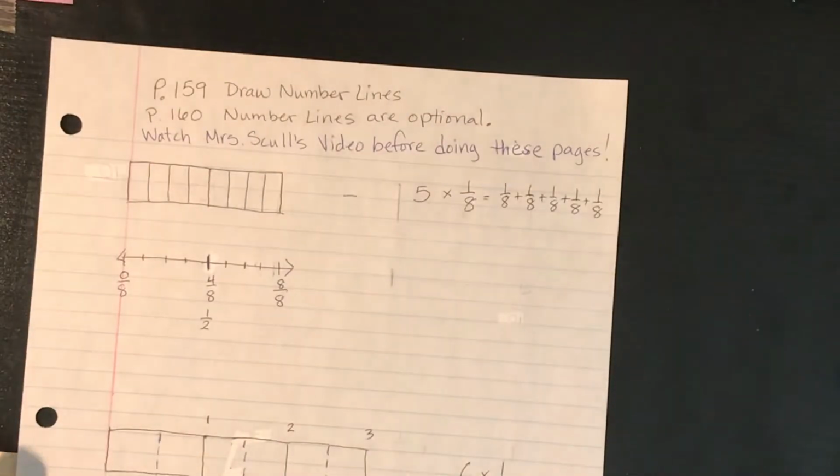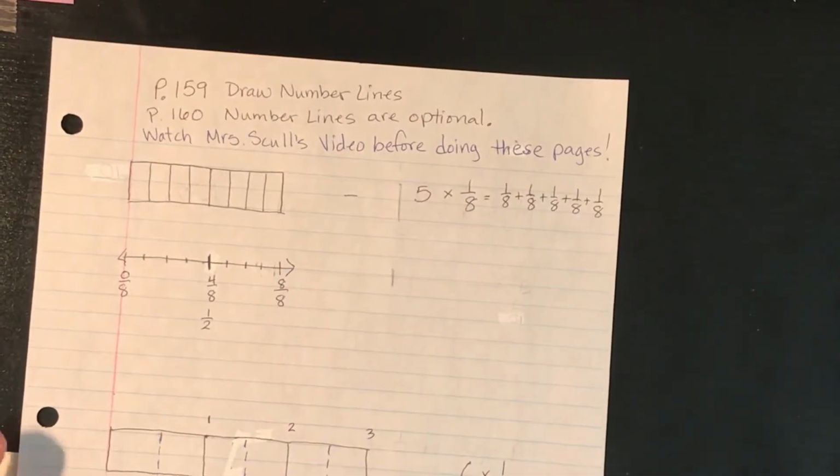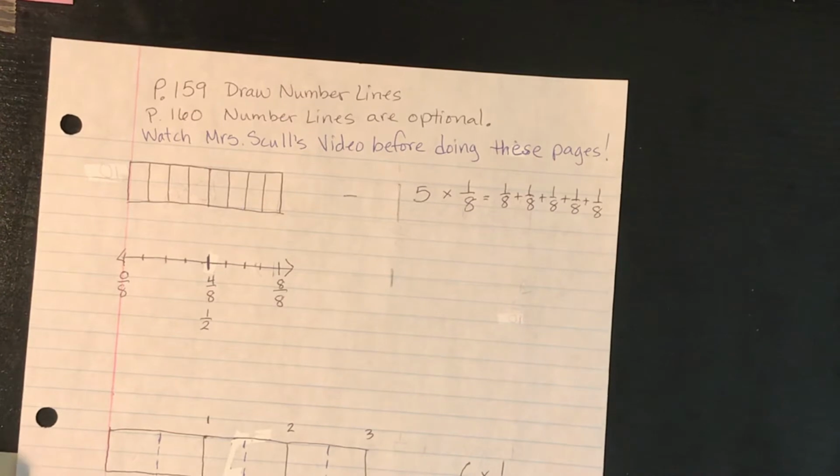So, Miss Skoll posted a video last week that went over how to convert improper fractions into a mixed number by using division. And then if you had a remainder, that became your new numerator. We're going to review that a little bit, but if you did not watch that video, this might be a little bit harder for you. So you may want to go back and watch that video again.